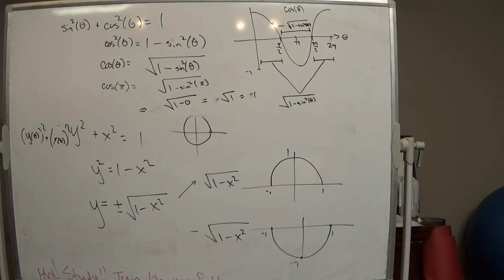Doesn't the equation for a circle relate to sine squared plus cosine squared? Yeah, that's how we got all this.